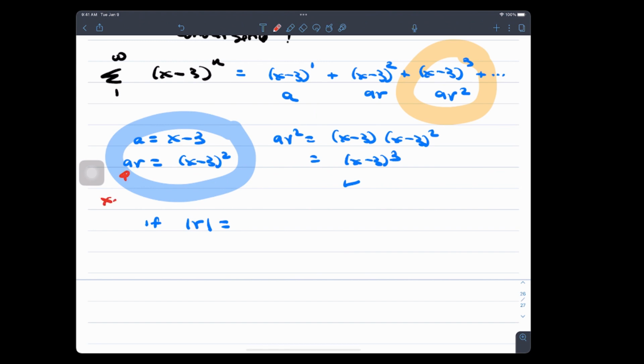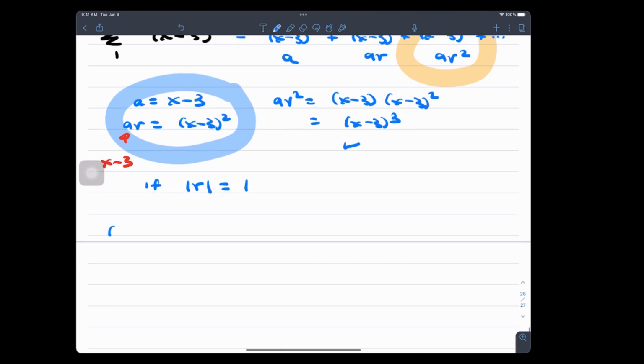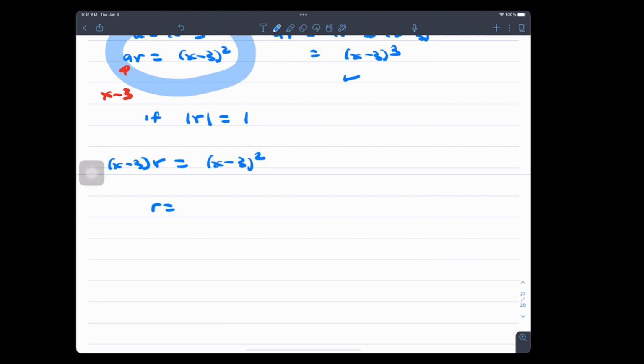If a is x minus 3, what is r going to be? Do you guys know? Because that means x minus 3 times r is x minus 3 to the second power. So what is r? If you say x minus 3 squared over x minus 3, what does r give you? X minus 3. This is my r, ladies and gentlemen. So we just found what r is.